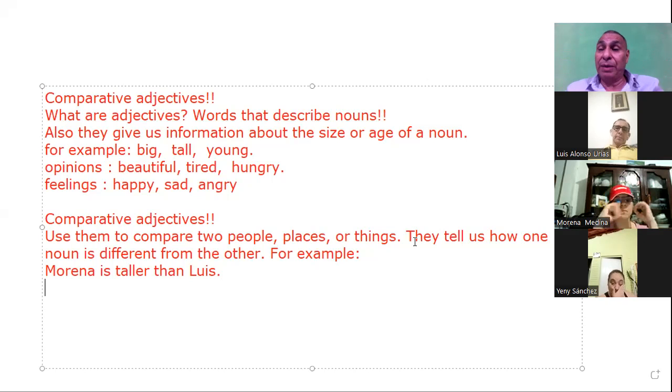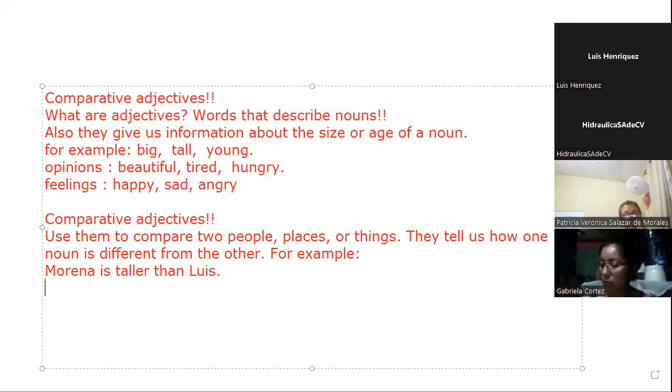No, lo usamos para comparar two people, en este caso, and tell us how one noun is different from the other one. En este caso, lo estamos usando para comparar Morena y Luis, two people, y me está diciendo cómo ellos son diferentes uno del otro. Yes, que Morena es más alta que Luis. ¿Estamos bien ahí? Sí. Ok, entonces Jenny tiene una casa, ¿y quién más tiene casa?